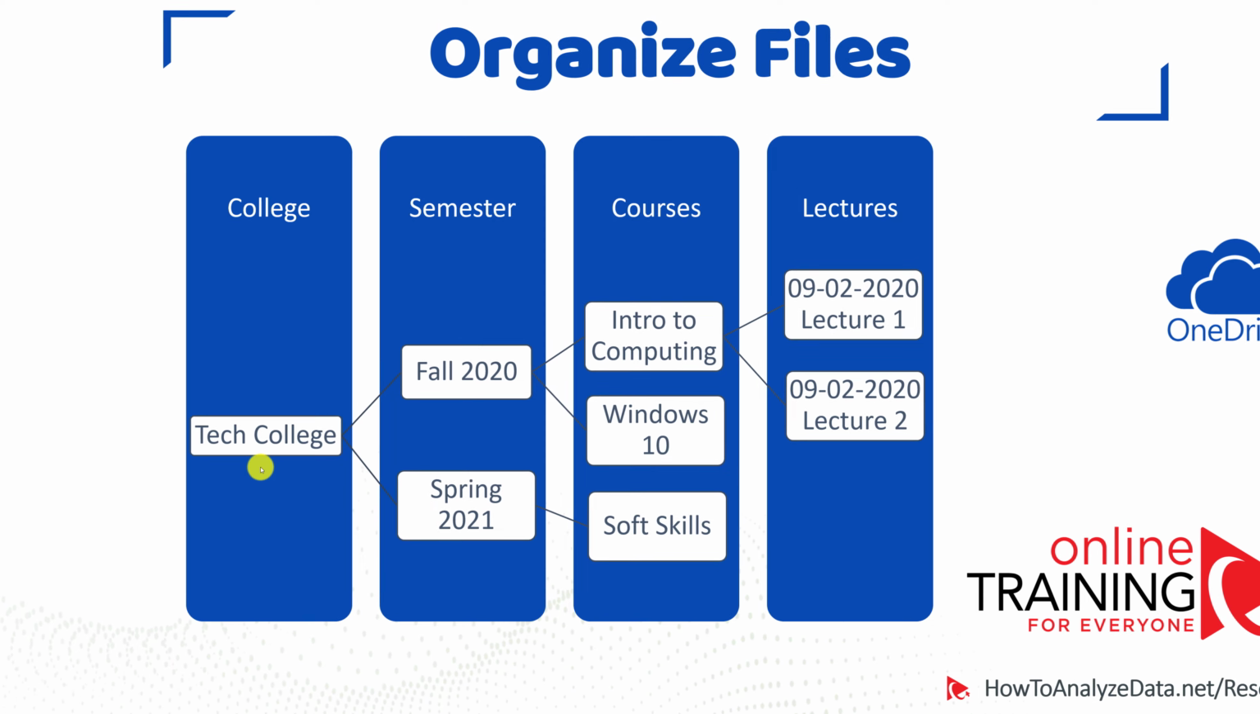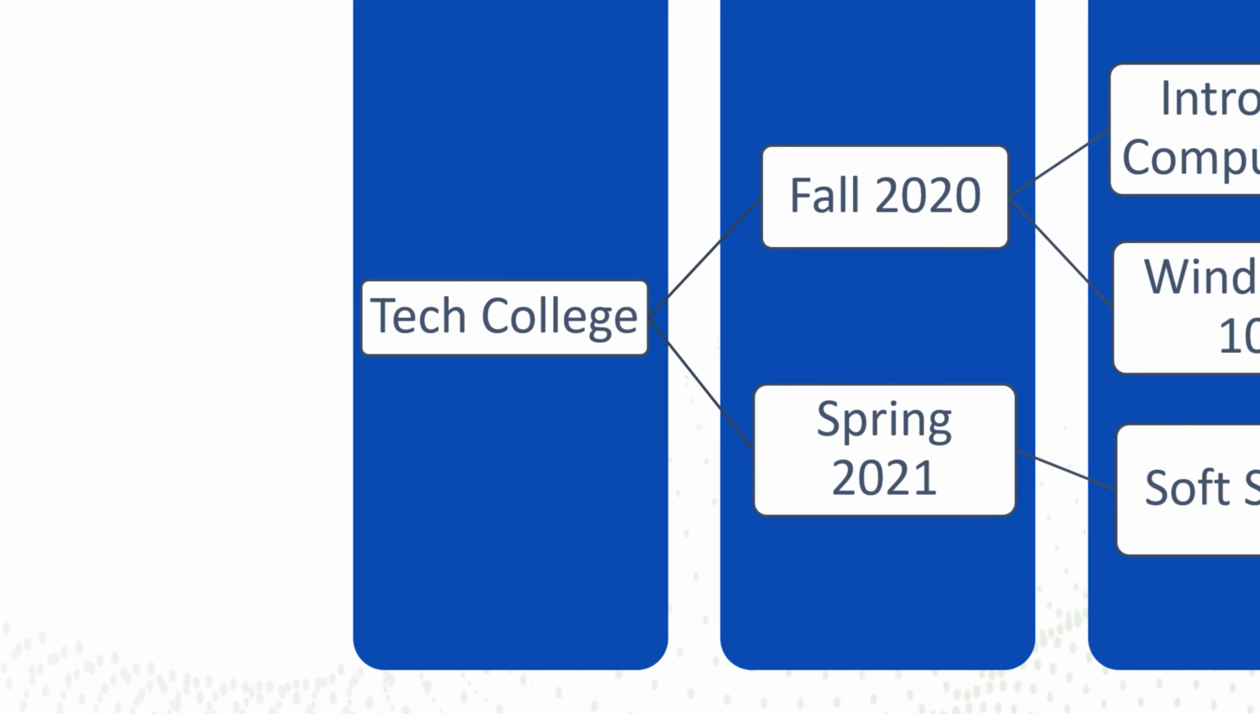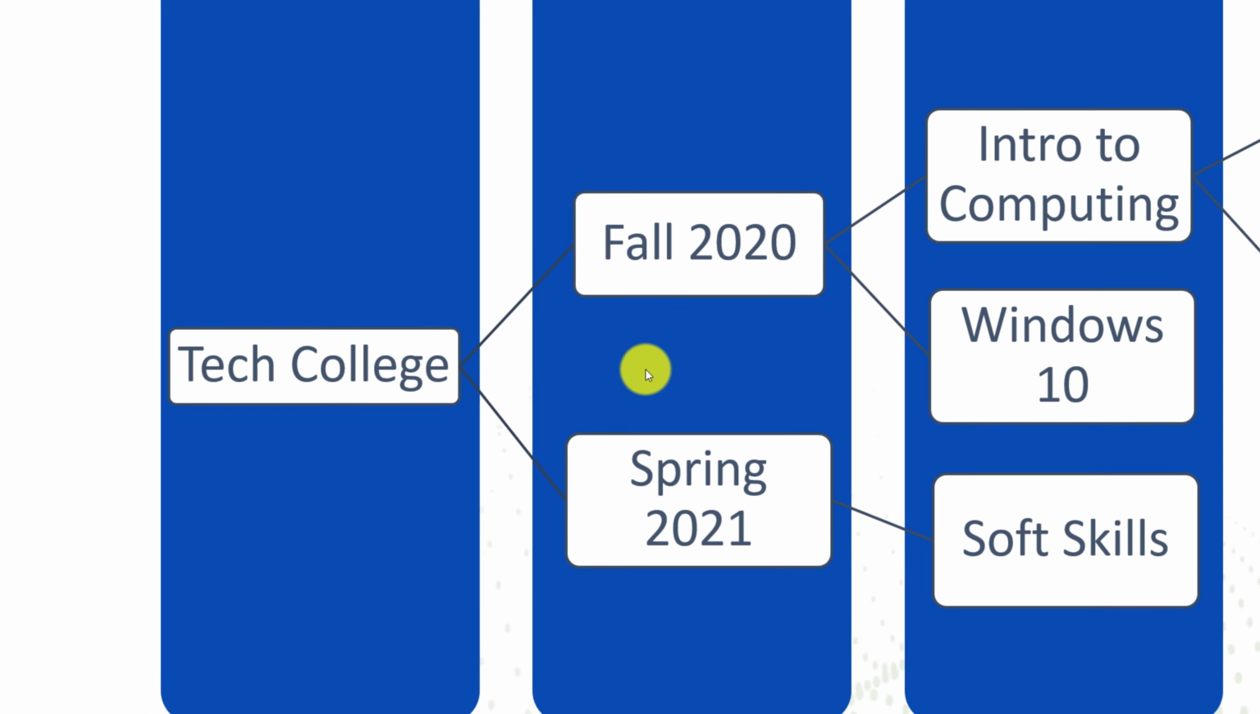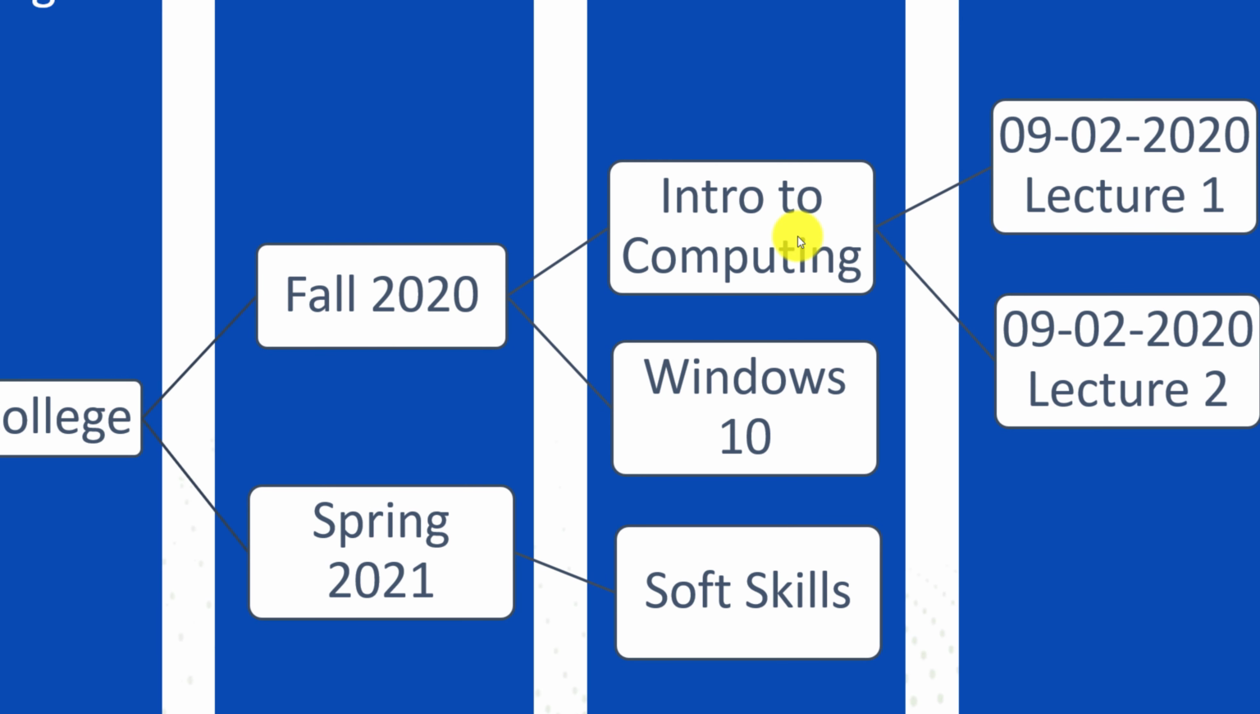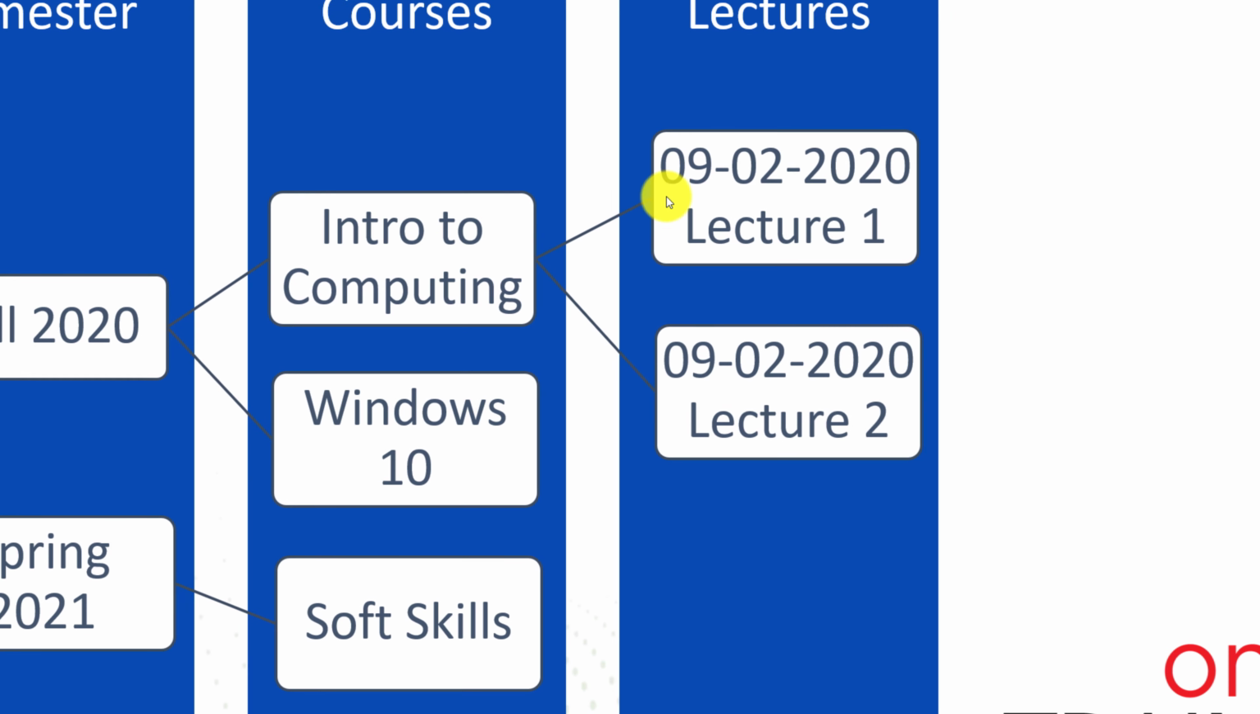For example, you might be taking classes at the technical college. You have 2 semesters, fall of 2020 and then spring of 2020. And then you have 2 courses in the fall of 2020, Introduction to Computing and Windows 10. And then for Introduction to Computing, you will have 2 lectures, one on September 2nd and another lecture is on September 9th.